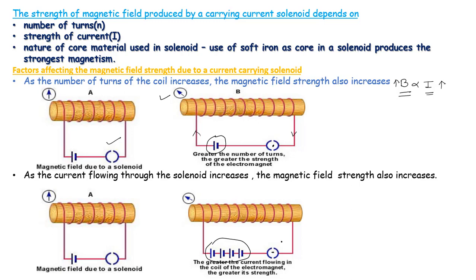So the current in the second case will be more as compared to the first one. So obviously the deflection in the second case will be more as compared to the first one, which clearly shows the magnetic field is directly proportional to the amount of current. The more the current, the more the magnetic field inside the solenoid.